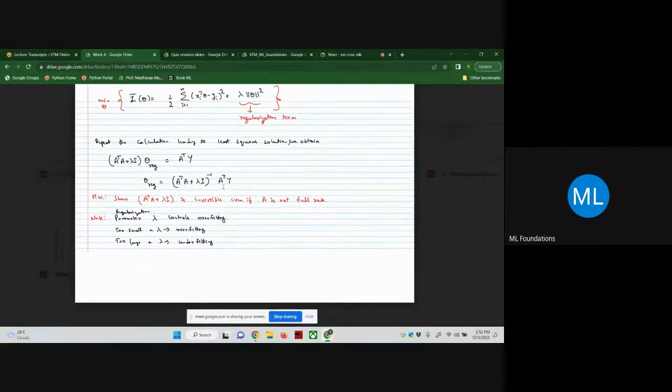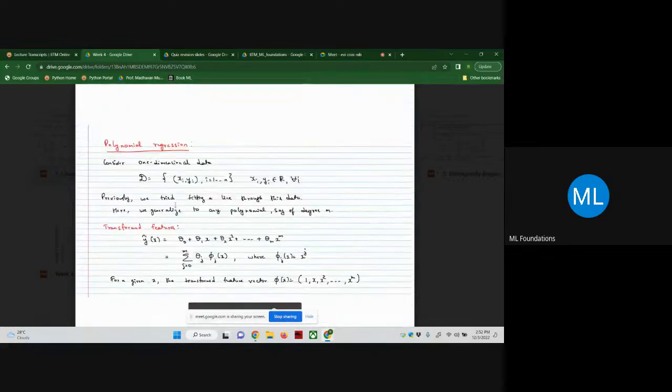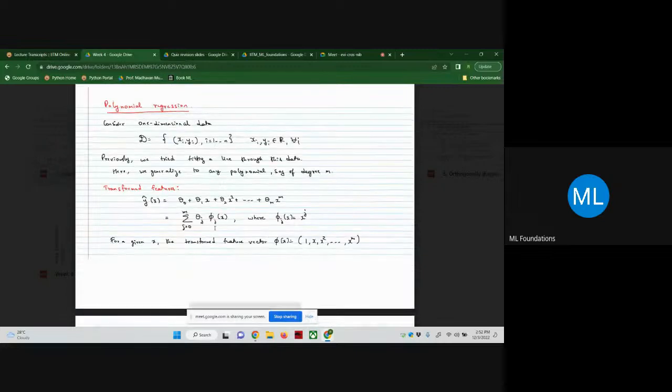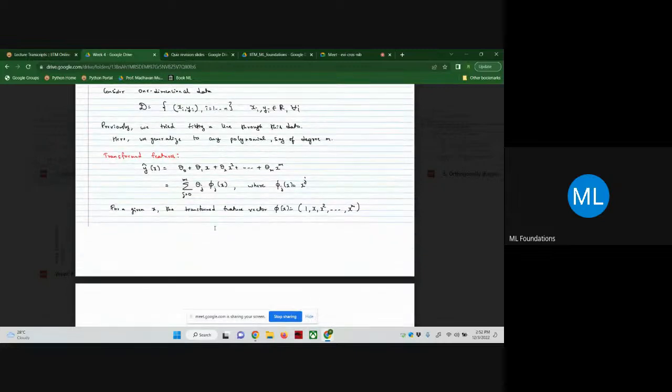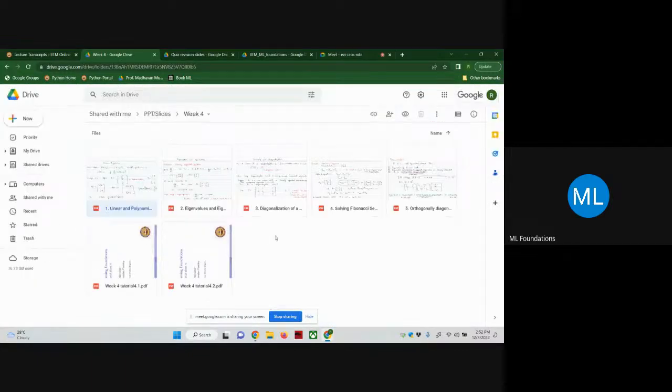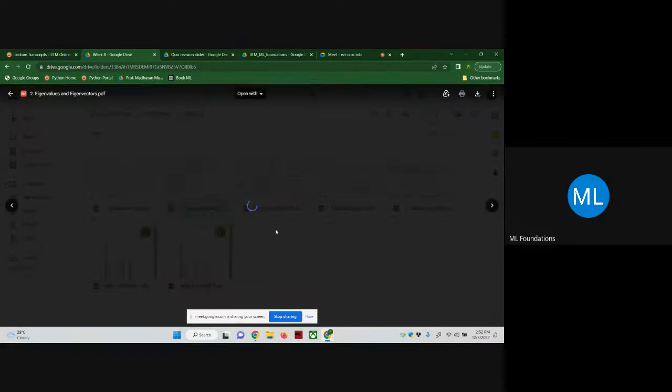All we need to look at is that we need to be solving A transpose A x equals A transpose y. If you're able to solve that alone, you'll be getting the x value. Okay, sir. So now we'll be looking at eigenvectors.